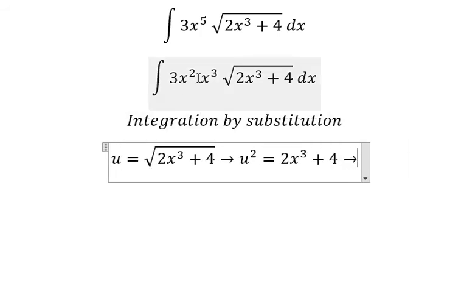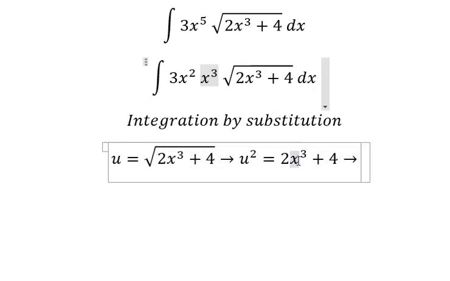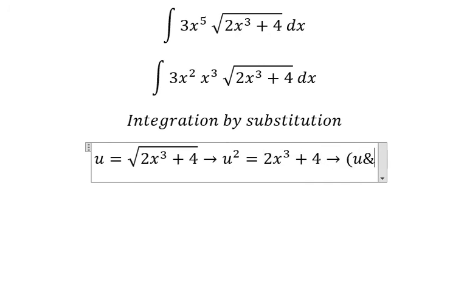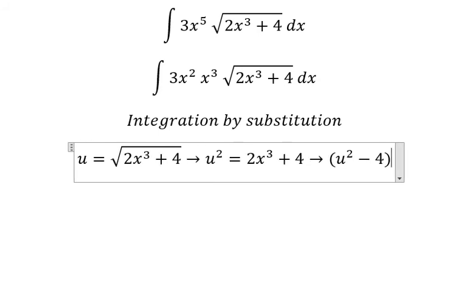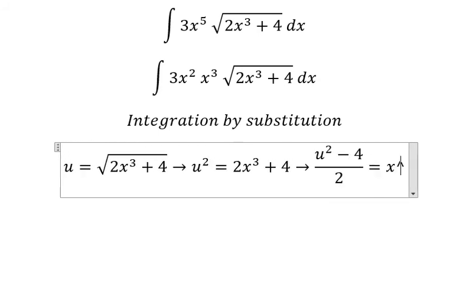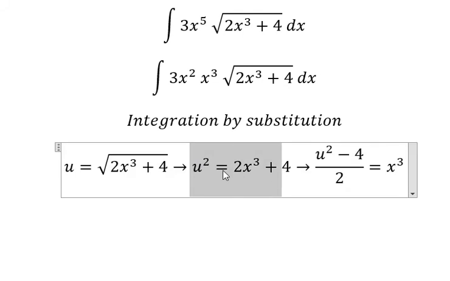Next, because we have x to the power of 3, I will put number 4 go to the left and we divide both sides by number 2. Next, we need to do first the derivative for both sides for this one.